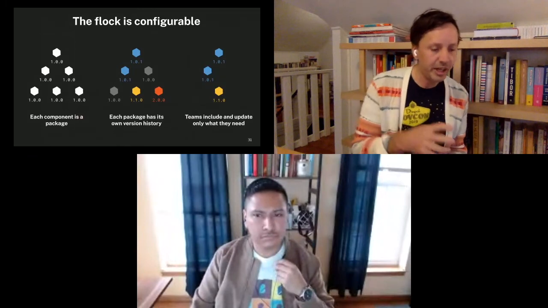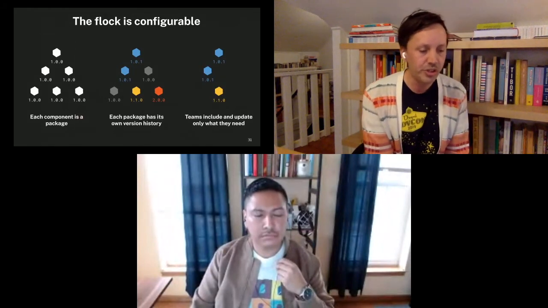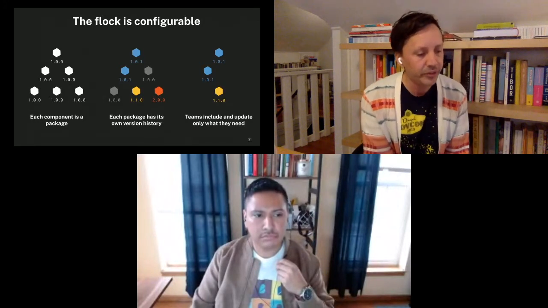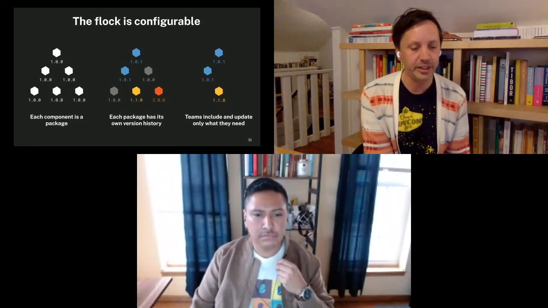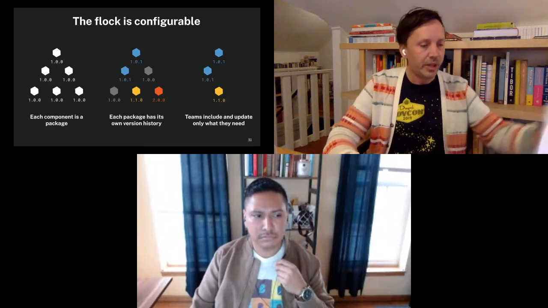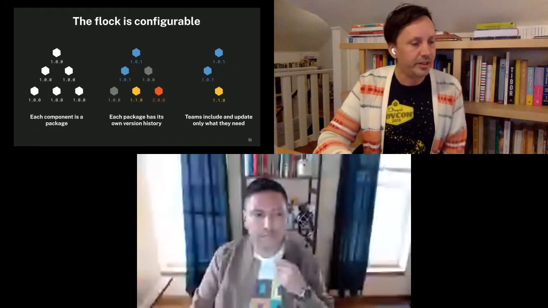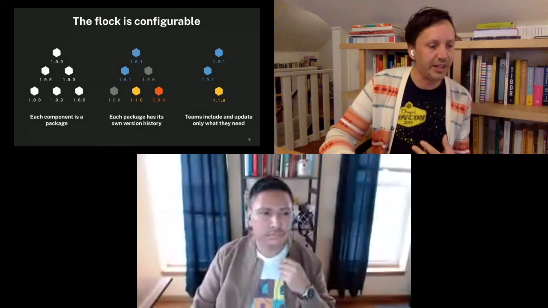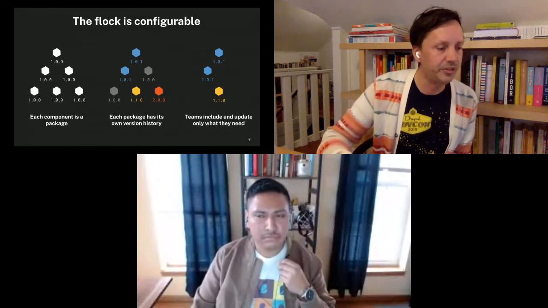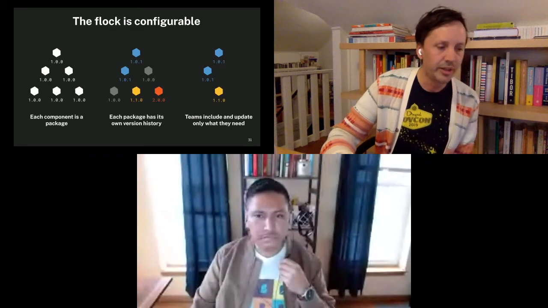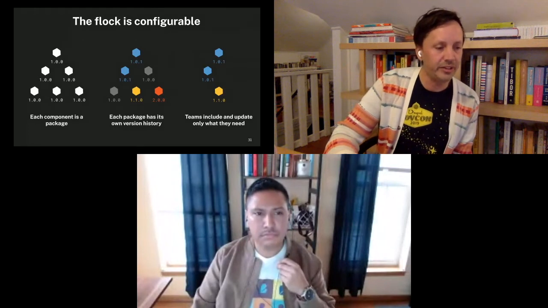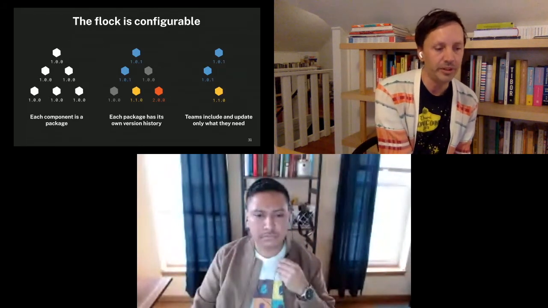The flock model decouples individual components and allows developers to choose which parts of the design system they need in their projects and which components they have the time and resources to keep up to date from sprint to sprint and increment to increment. As we move from left to right in these diagrams, we see that each component is a package over there on the left. In the center, each package has its own version history. Each is moving forward by patch changes or minor changes or major changes. And on the right, we could see what might be a project-specific subset of design system packages. Teams include and update only what they need.